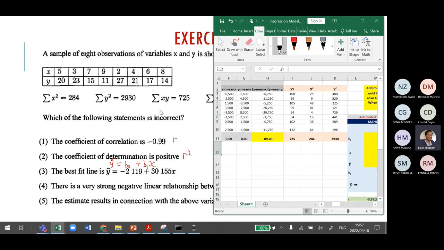And I can also double check this value. So they say the sum of x squared is 284. I have the same answer. The sum of y squared is 2930. The sum of x and y is 725.